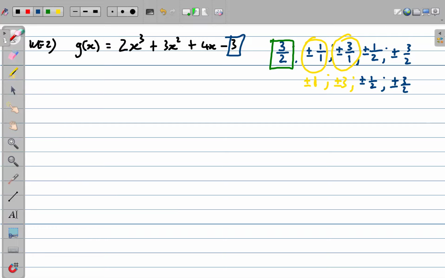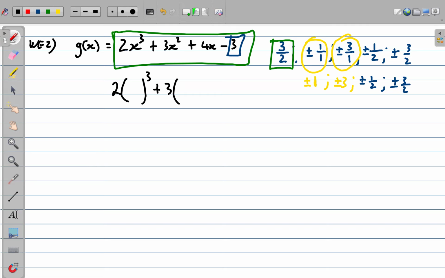So obviously you're substituting into this whole thing here, into g of x. And you must use brackets, please. You have to use brackets in your substitution. So in your calculator, you're having something like this. Then you're going to put your factor there, cube it like that. Same thing here, square it like that. Same thing here, and then that.